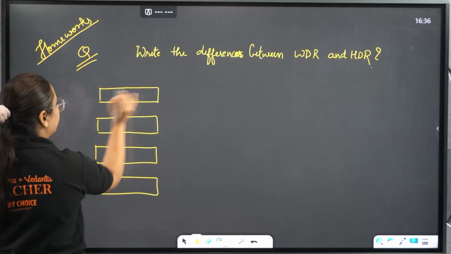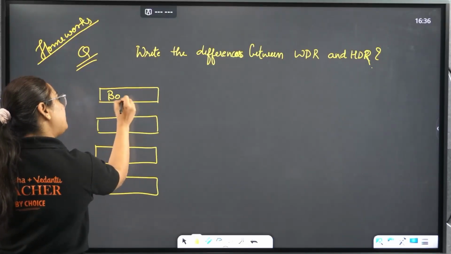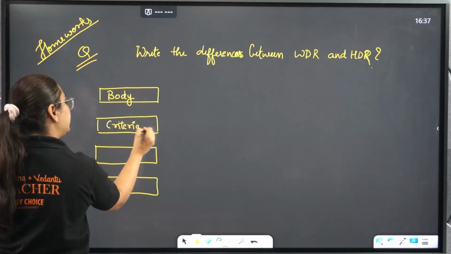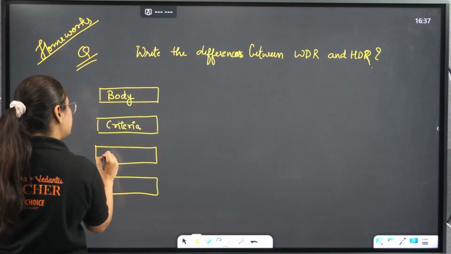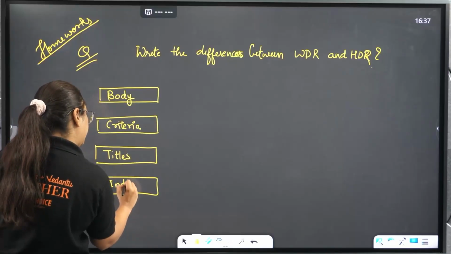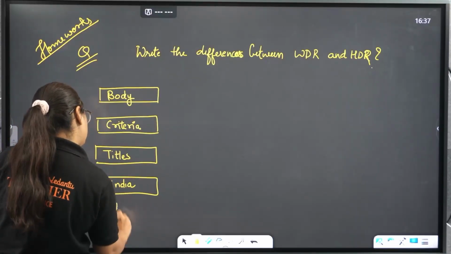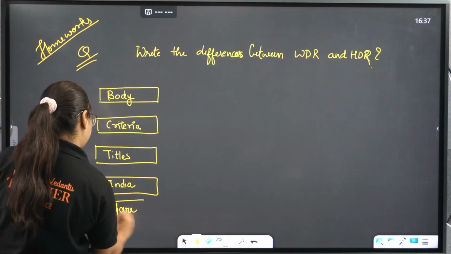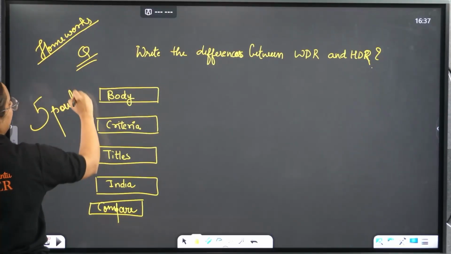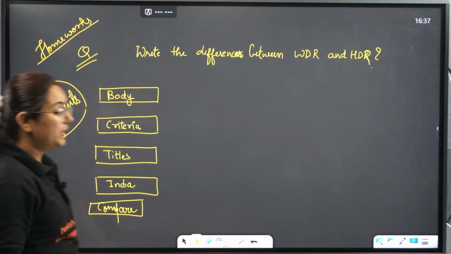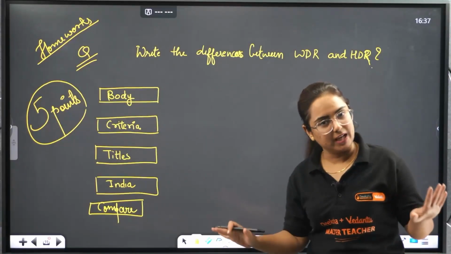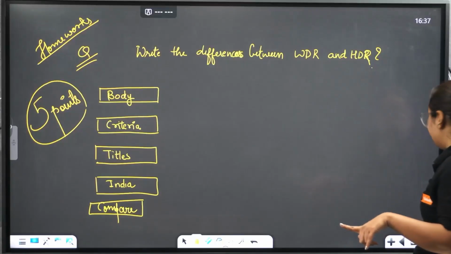So we will write again nicely, the body that publishes it, fine. What is the criteria used? Then what are the titles given to countries, then what is the situation of India, and then we will compare both of them at last, which one is better and why. So these should be the 5 points in your answer for a 5-marker question. Hope you will be able to do that, and if you are not, let me know. I am going to do that for you. Okay, fine. So this is one of the important questions that we have to do, beta.